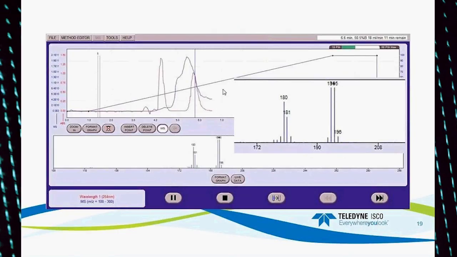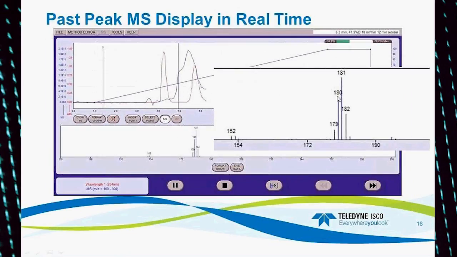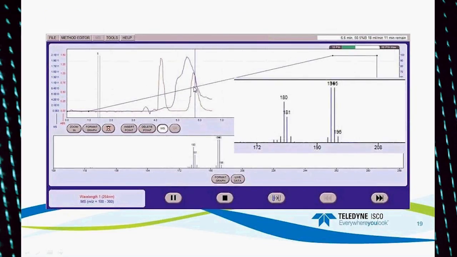This is just another example of here's a peak. You might say that this is a bad peak shape. There's actually a peak here that co-elutes. And so you can see the 180, 181, which was in the previous spectra here. But now you see that at this point in time you're getting this co-elution of 180, 181 and a 194, 195 peak.